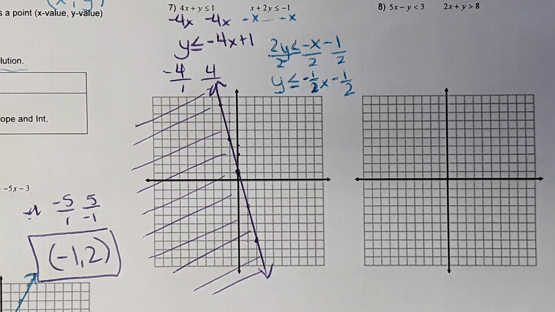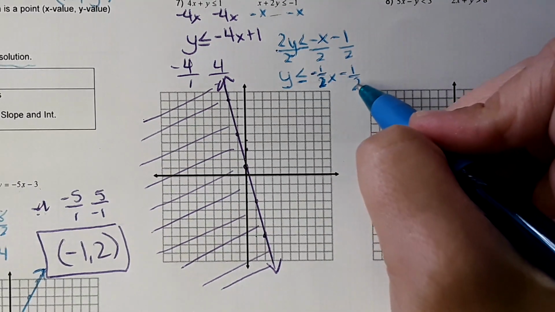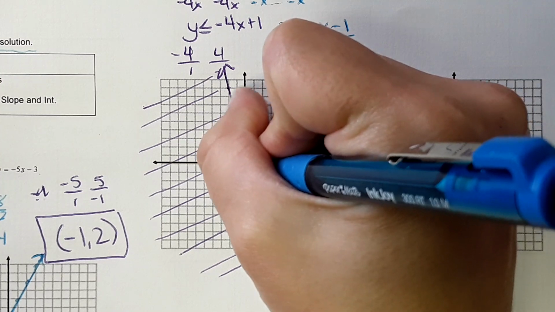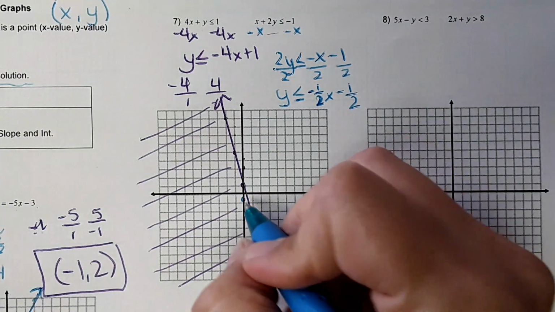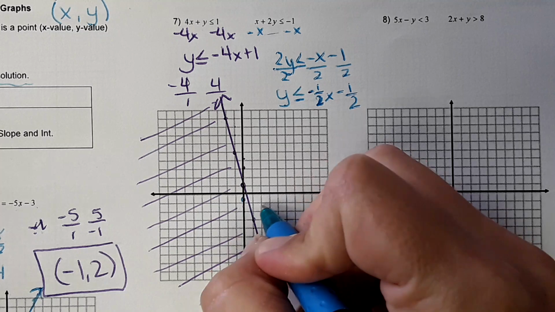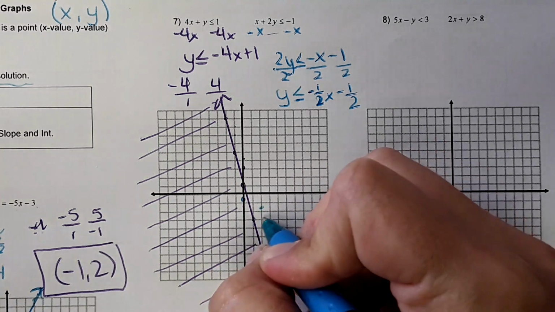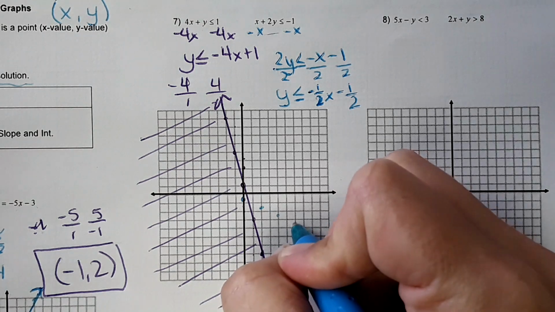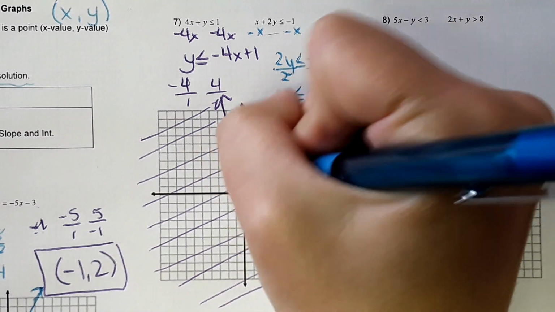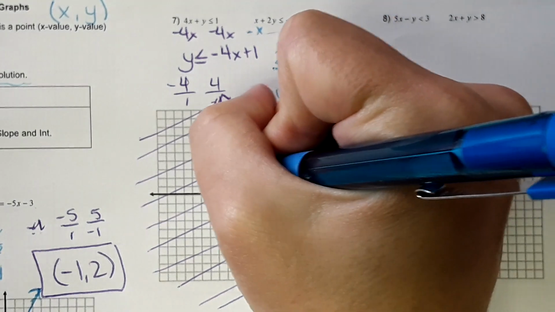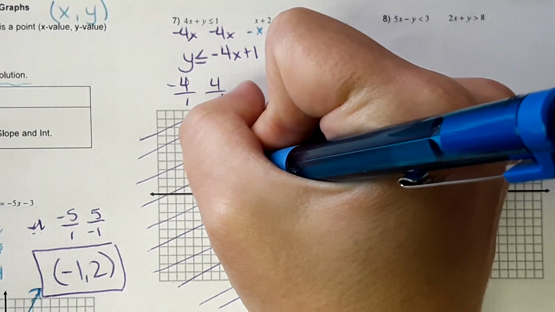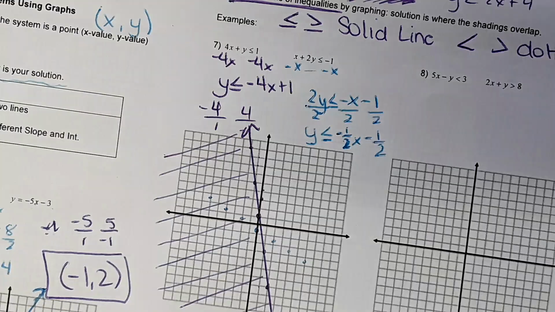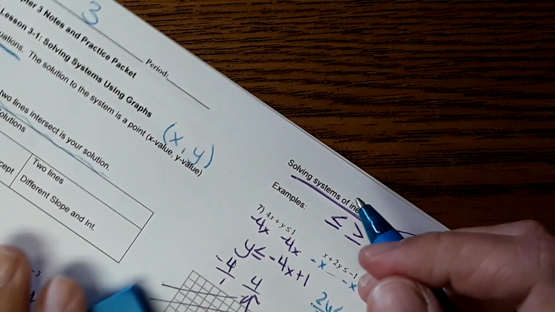And then for the next line, it's kind of weird because the y-intercept is at negative 1/2, so that's in between 0 and negative 1. And then the slope is negative 1/2, so down 1 over 2, or up 1 over 2. And then graph this line.